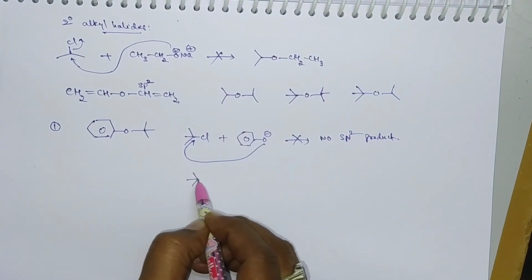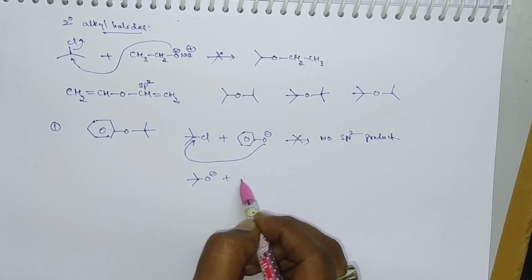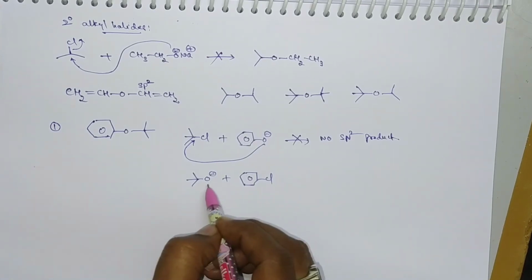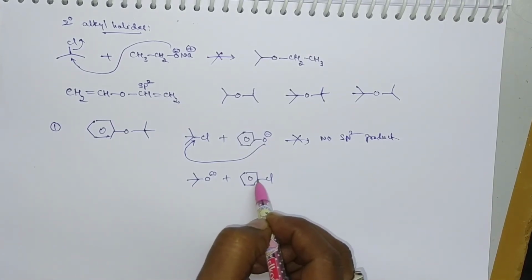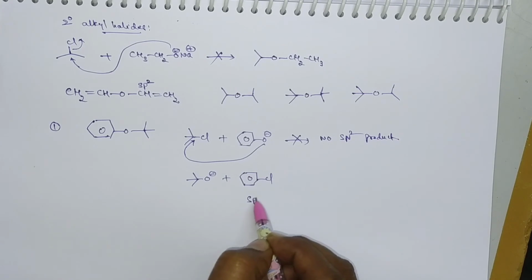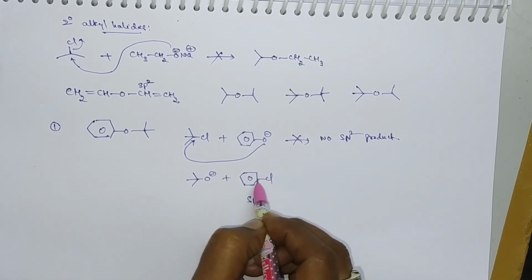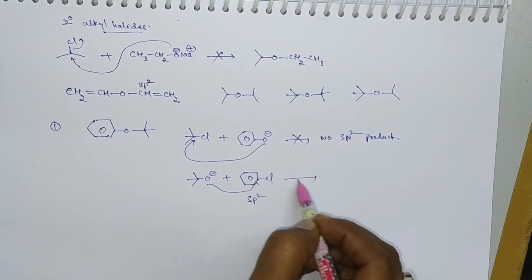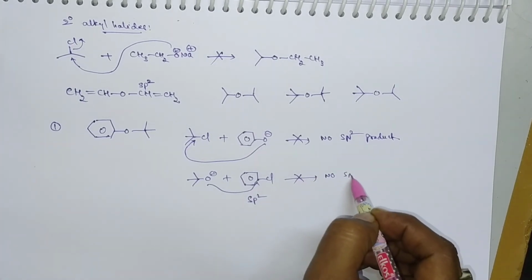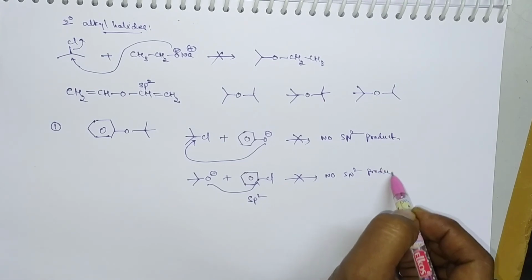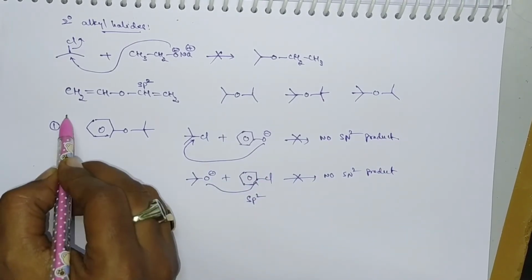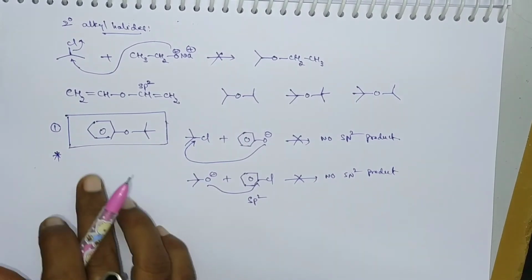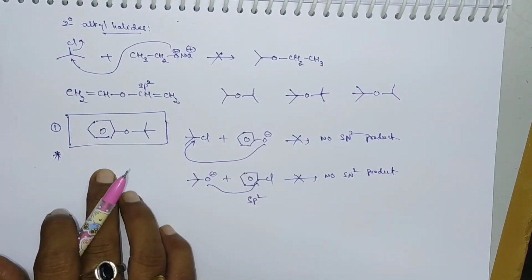By taking tertiary alkoxide ion and chlorobenzene, the alkoxide ion should approach this carbon. This carbon is nothing but an sp2 carbon, the carbon present on the benzene. That's why at an sp2 carbon the SN2 reaction does not take place. So no SN2 product is formed here. Due to these two reasons we cannot prepare this ether. Remember carefully, this ether cannot be prepared by using Williamson synthesis.